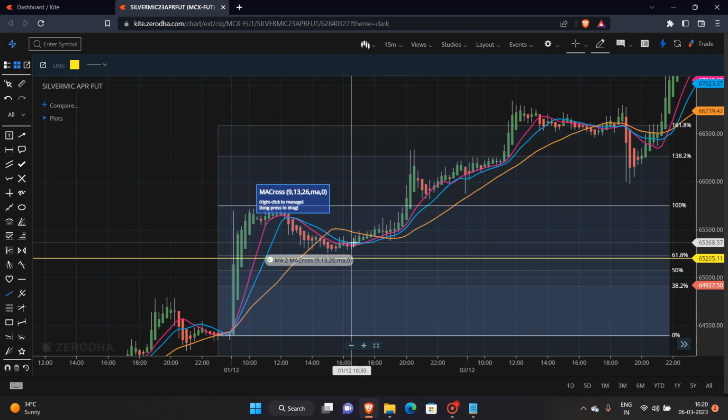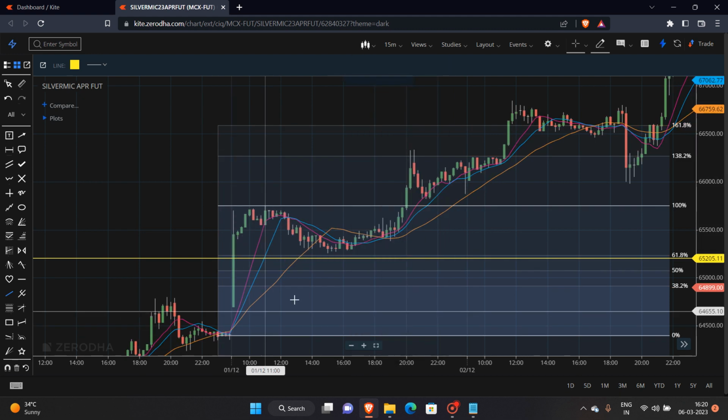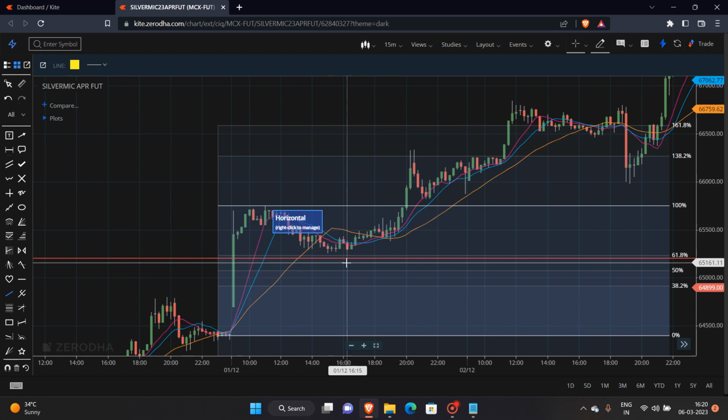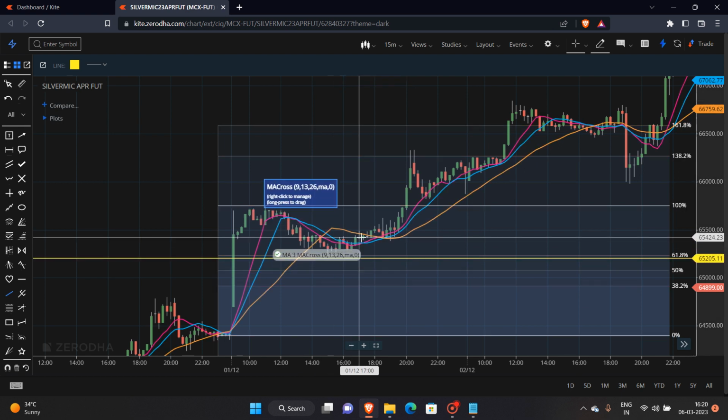This is our entry point. Even if I convert to candles, you can see here the pattern is broken. Again it went slightly up, retraced, and here it bounced. So this is our entry point.